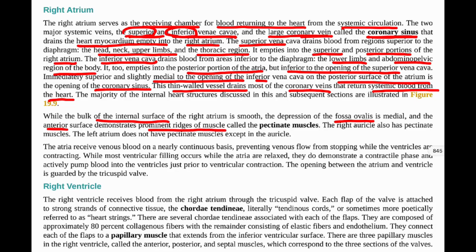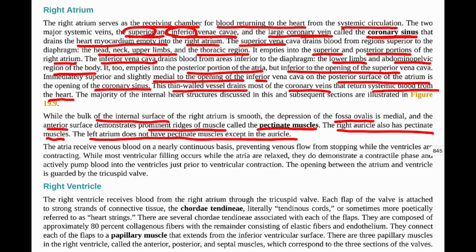So when we're talking about the atria, we're talking about our right atrium and our right auricle. Remember the ear-like flap that covers the atrium, and that has pectinate muscles in it. Our left atrium does not have pectinate muscles, except in that left auricle.